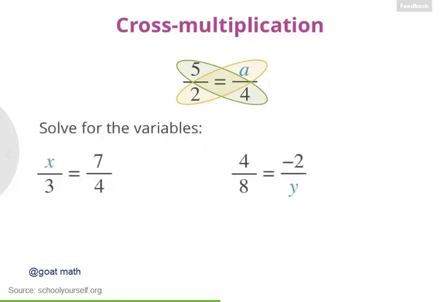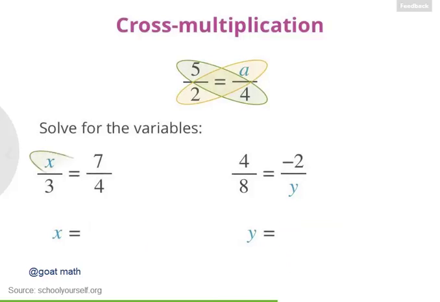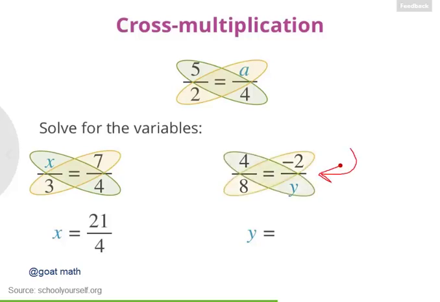Next, try using cross-multiplication to solve these equations for x and y. Great! So when you cross-multiply in this equation, you found that x equals 21 over 4, or 5 1/4. And cross-multiplying this equation, you found that y equals -4. Now it also turns out that many word problems can be solved with cross-multiplication.